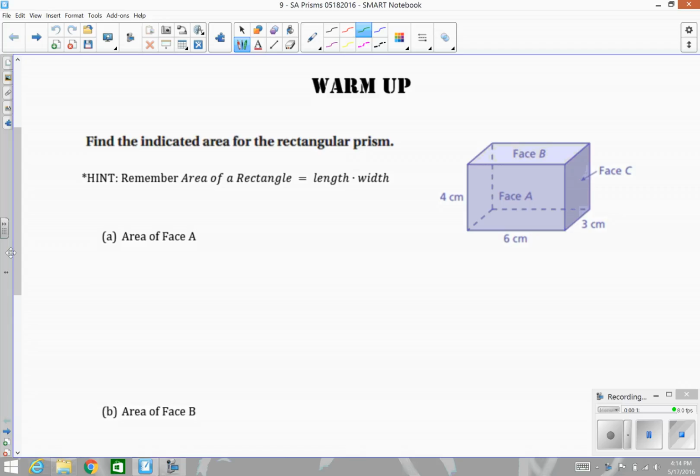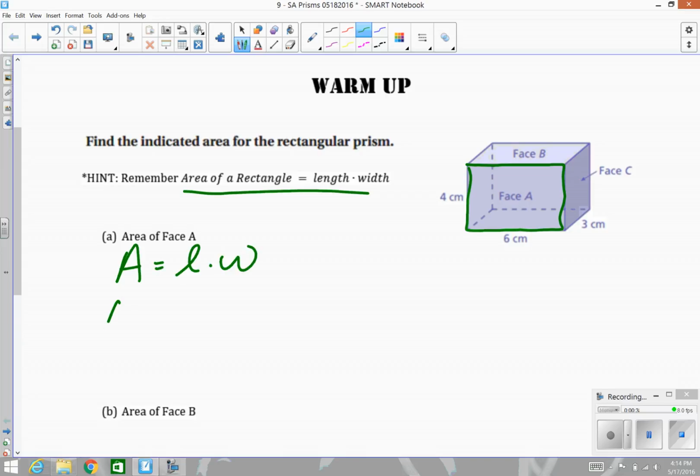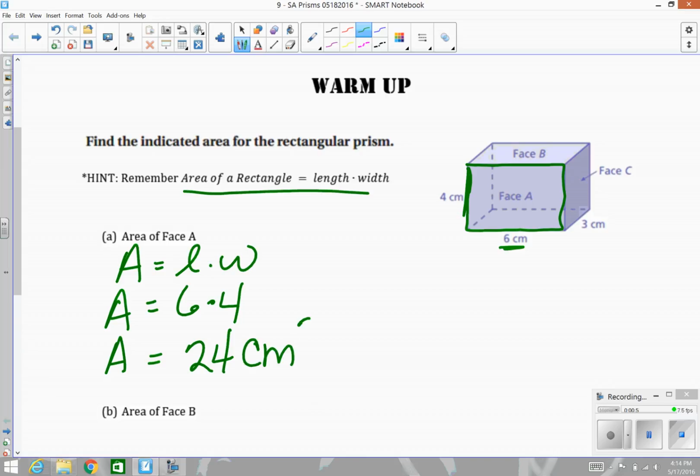Okay, this broke down our 3D solid, our 3D rectangular prism, into different faces. So looking at each surface of this rectangle, for the first one, we want to find the area of face A. That is a rectangle. Area of a rectangle is length times width. Length is 6. Width is 4. 6 times 4 is 24. Our units are centimeters squared.